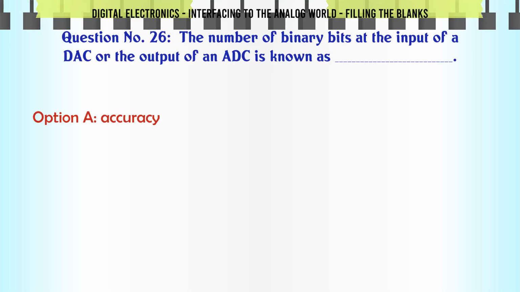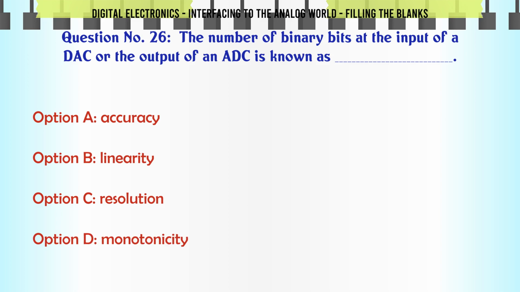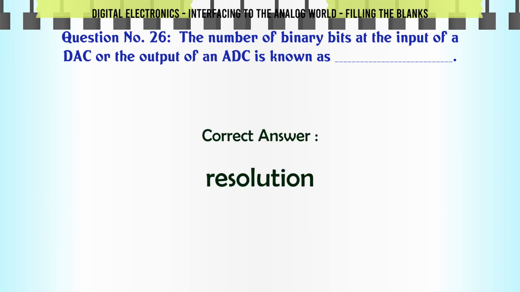The number of binary bits at the input of a DAC or the output of an ADC is known as: A. accuracy, B. linearity, C. resolution, D. monotonicity. The correct answer is resolution.